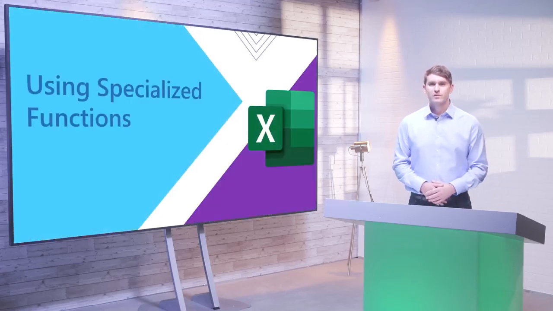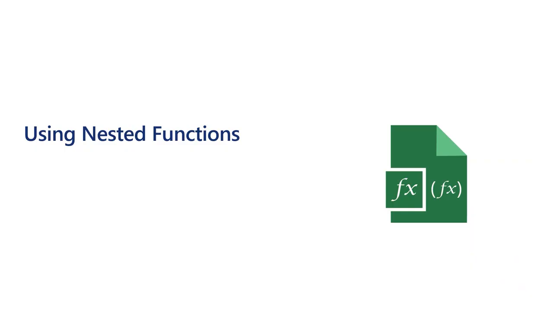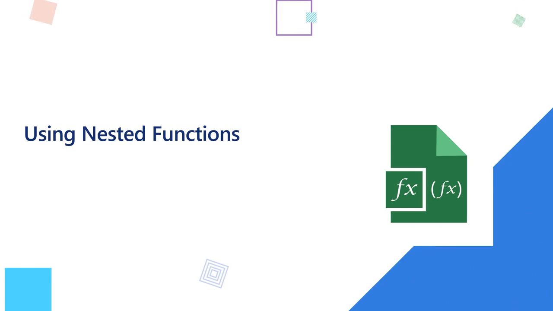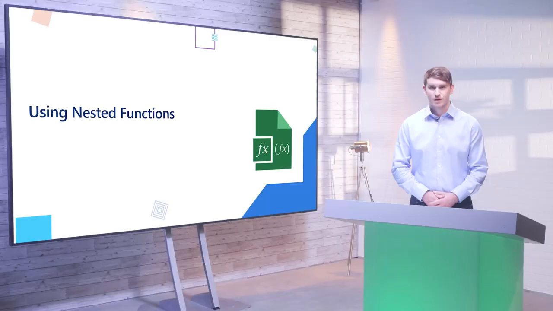Let's have a look at how to use specialized functions in Excel. Some situations require that a function be nested inside of another function. This means that you're using the results of the nested function as arguments. Using another function as one of the arguments in the formula expands what the original function can do.